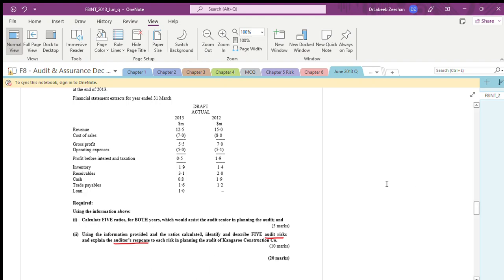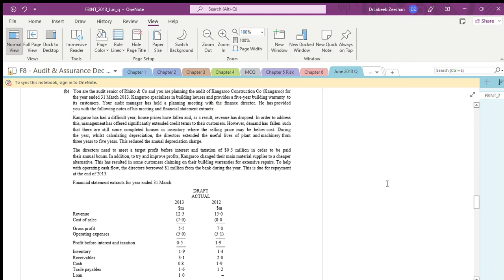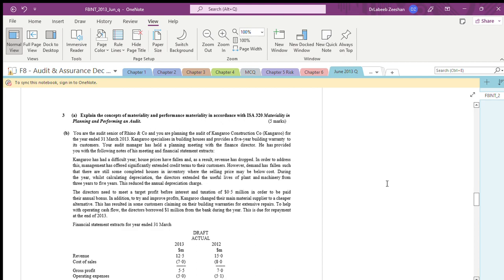Okay. This is June 13th. Is it right? Now, what they said, we'll come to this. Tomorrow morning, today I have sent this letter. They send this one to you. Is it right? Explain the concept of materiality and performance materiality in accordance with ISA 320.